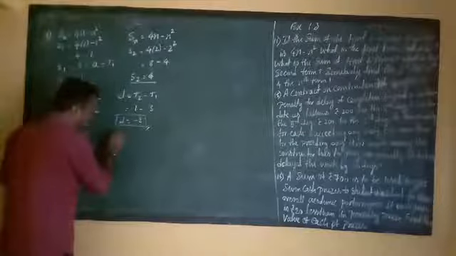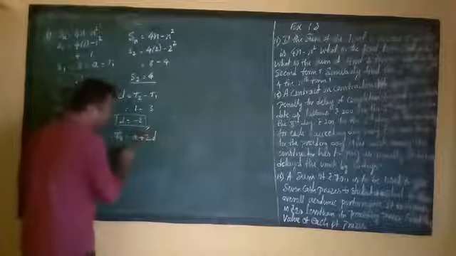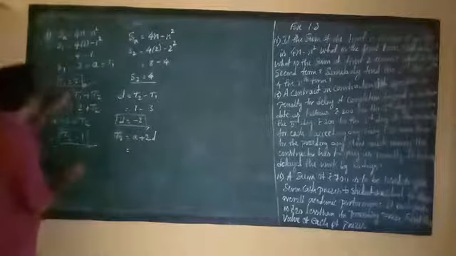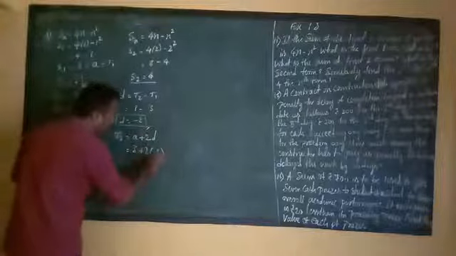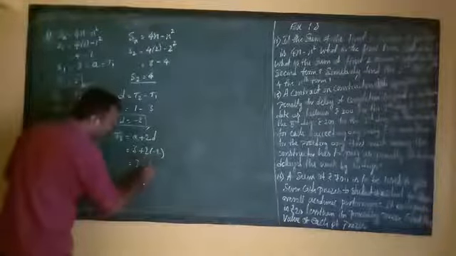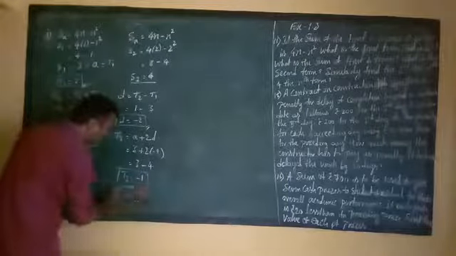We want the third term. So T3 is equal to A plus 2D. So this is the general form of an AP. A means the first term. What is the first term? 3 plus 2 into minus 2. D is minus 2. So 3 plus 2 into minus 2, 2 2s are 4. So 3 minus 4 is minus 1. That is T3. T3 is minus 1.